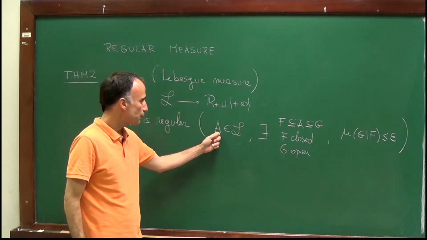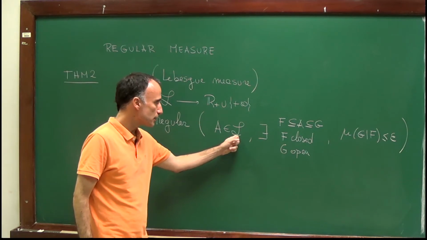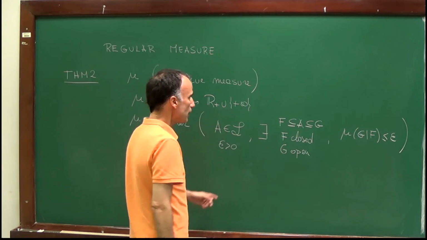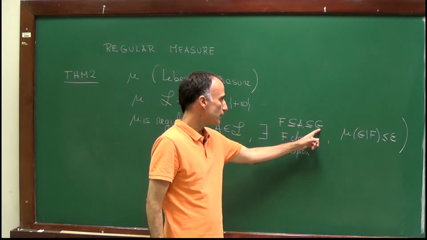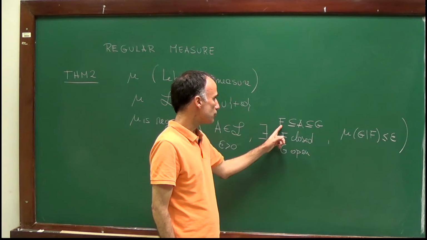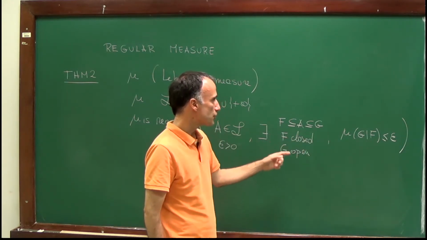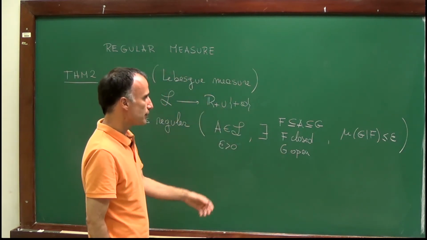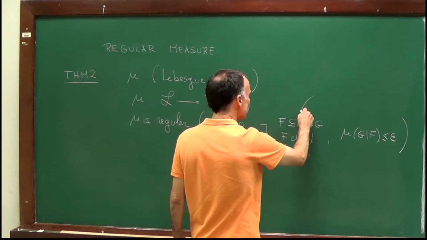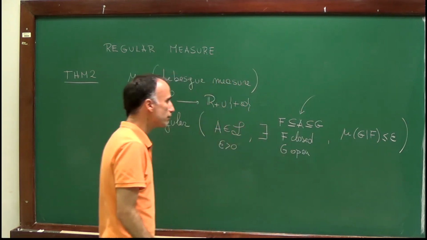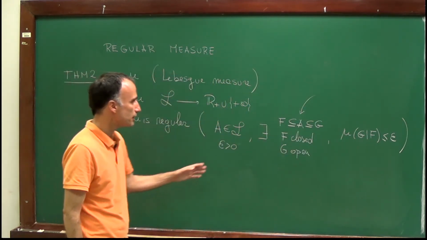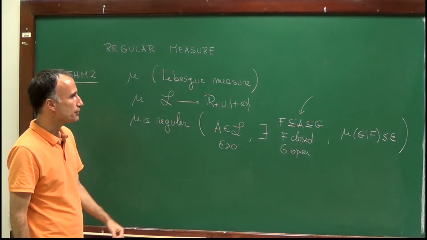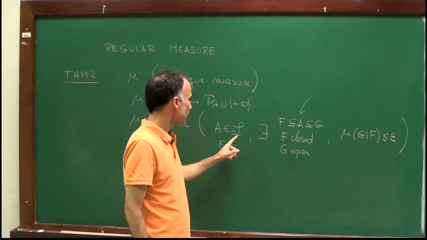We have to fix an element of the Lebesgue sigma algebra, and we have to fix epsilon positive, and the goal is to find a closed set F and an open set G such that the measure of G minus F is less than or equal to epsilon. And observe that we are not requiring A to have finite measure. We have to obtain these sets for any element A of the sigma algebra L.